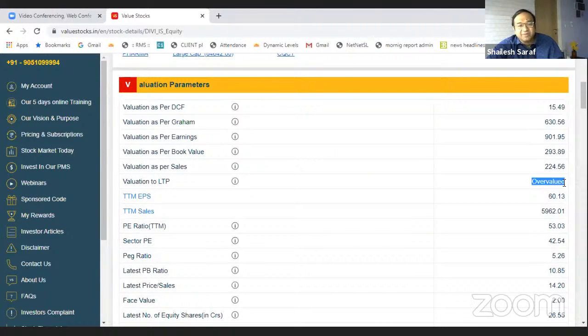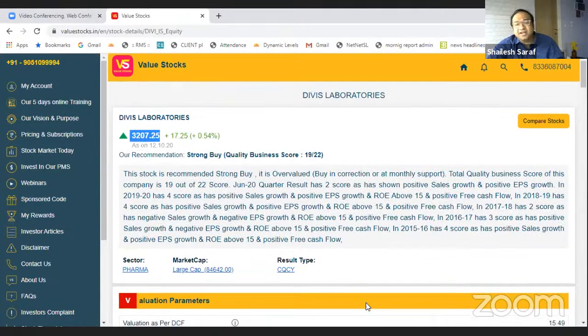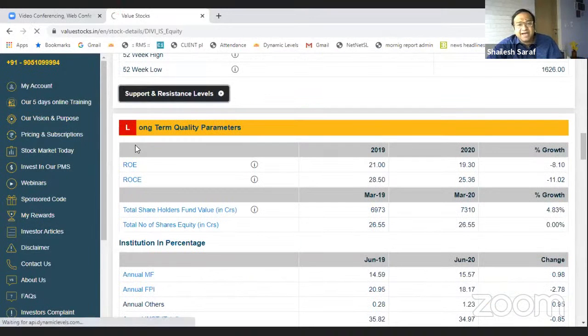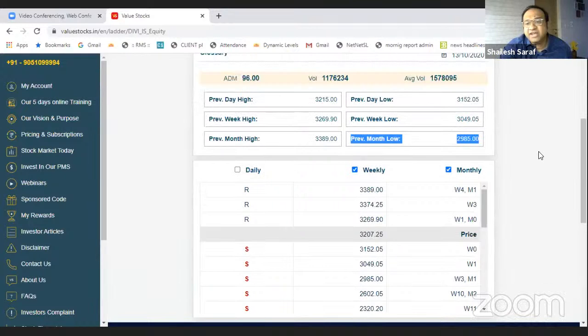So what is the current price, Vikash? Current price is 3207. At what rate can you buy Divi's Lab? I'll show you in my app. In the previous month low, you can buy Divi's Lab at 2985. It's a very, very good entry rate. So I would definitely enter Divi's Lab at 2985.